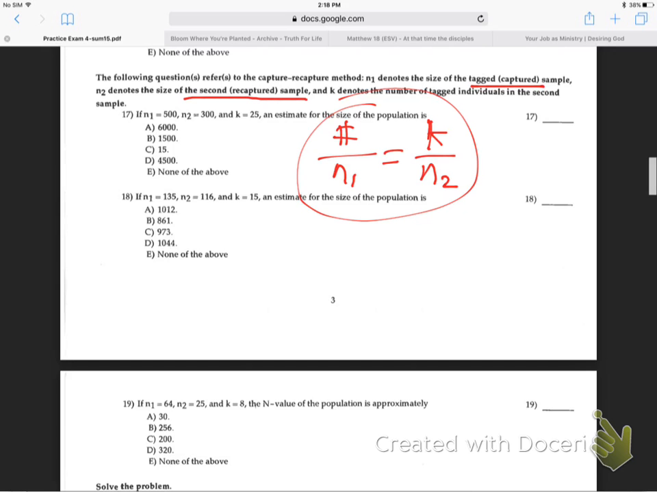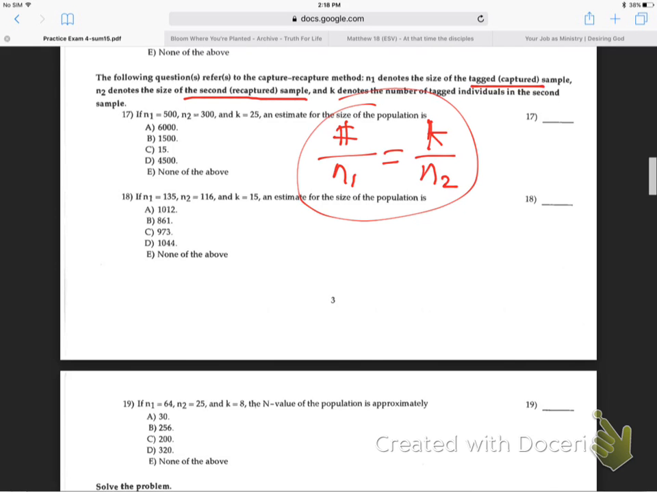I'll probably try to give you a question on the actual test that doesn't say it. I think it's weird, N1, N2, K. We never really did that. So I'll probably just try to make it more normal on the exam. I'll just say some group, a fish or deer, was captured, tagged, then recaptured. So what they want you to do is find the estimate for the size of the population.